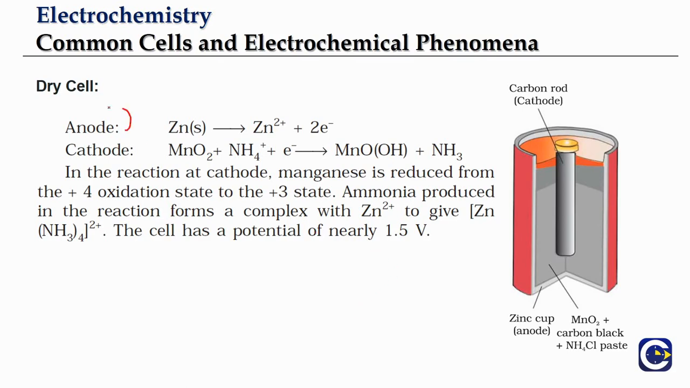At anode, what is going to happen? Always oxidation. So anode is what? Zinc. So at the anode, zinc is undergoing oxidation. So zinc will be turning into zinc 2+. 2 electrons are released. At the cathode, the MnO2 will be reduced to MnOOH. Means in MnO2, the oxidation state of manganese is what? +4. In MnOOH, the oxidation state of manganese will be +3. So the element that is undergoing reduction is what? Manganese.